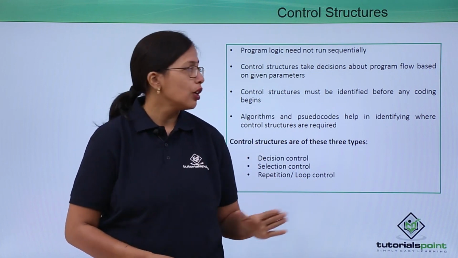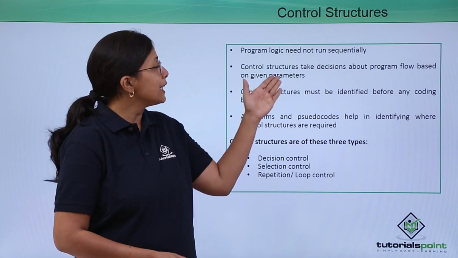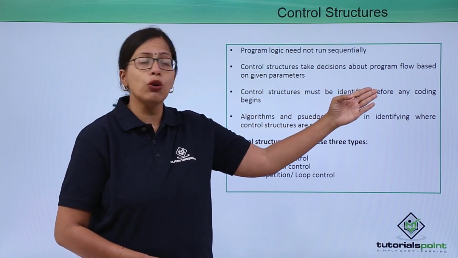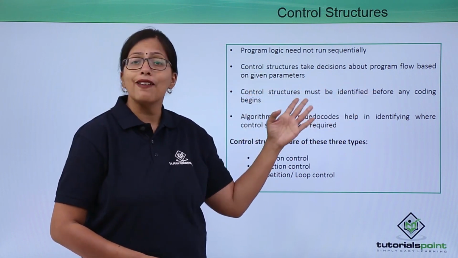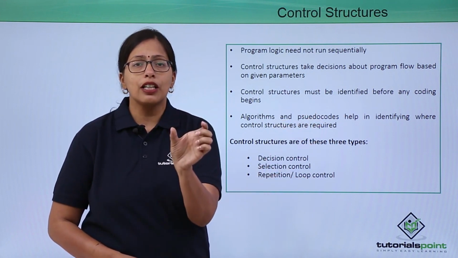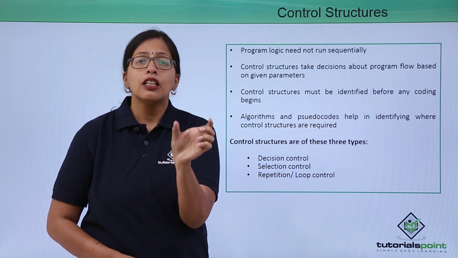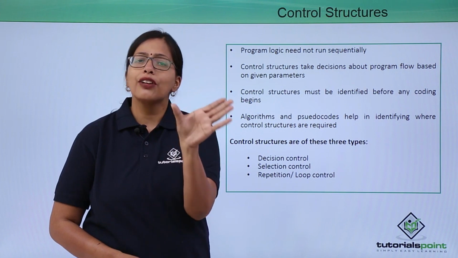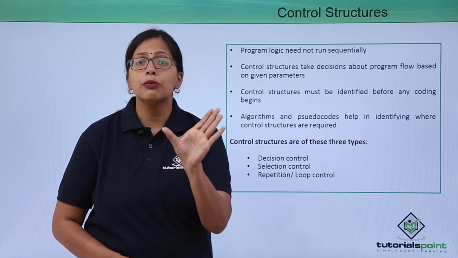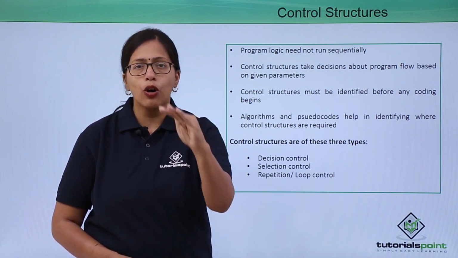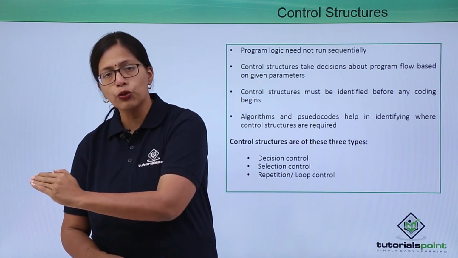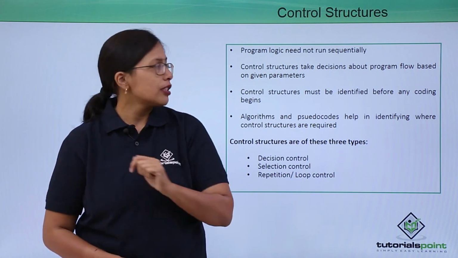control structures. What do control structures do? They take decisions about program flow based on given parameters. So, some decision needs to be made based on a criteria that is given, whether the program will go to the next step or it will skip a few steps and go to another step.